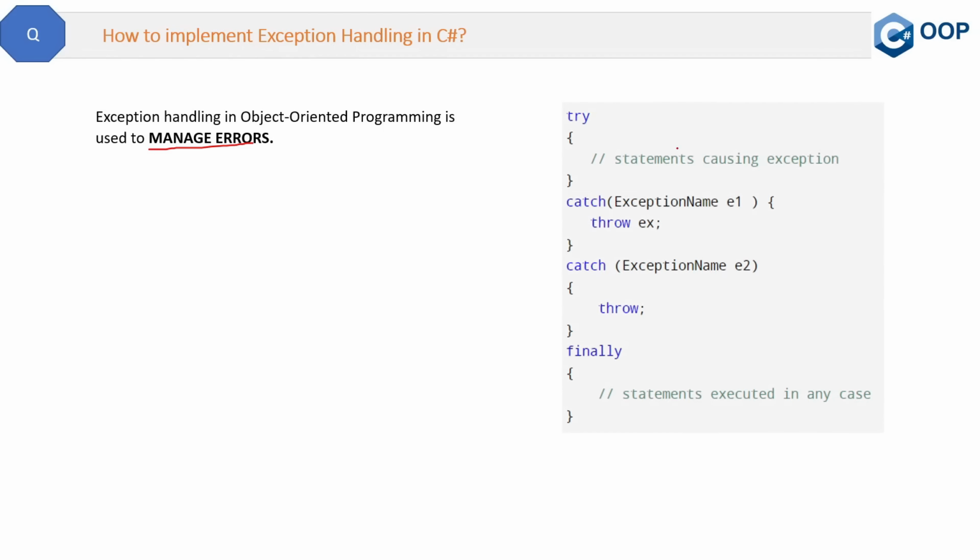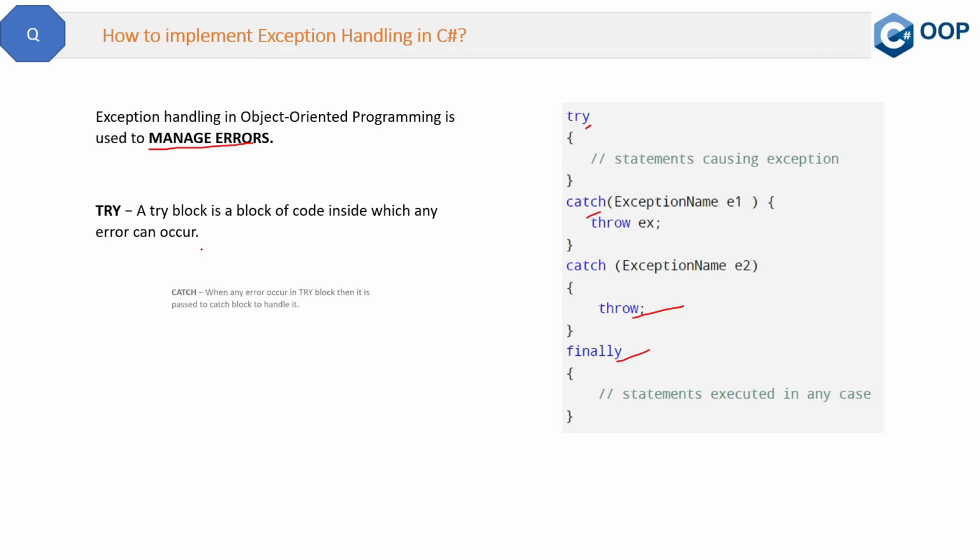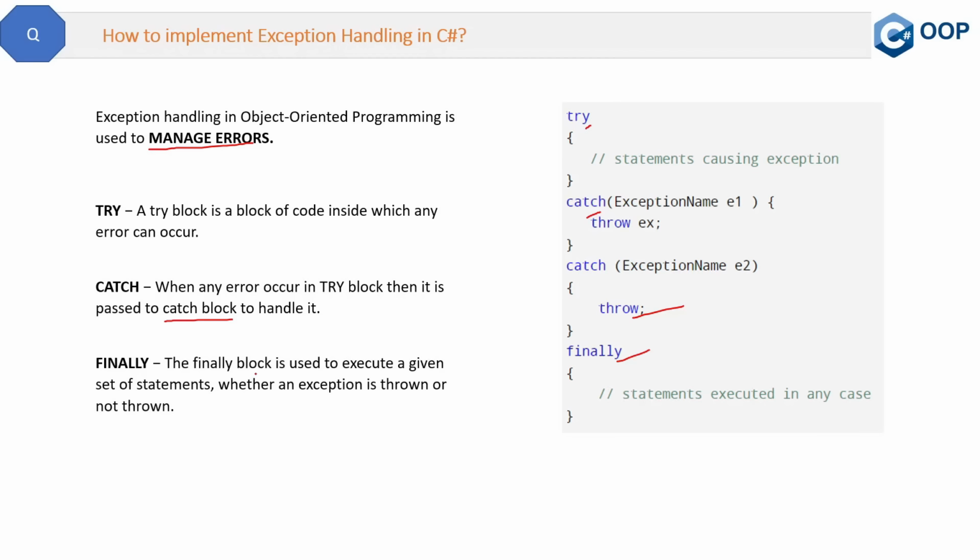Here you can see the main keywords of exception handling: try, catch, throw, and finally. Try block is a block of code inside which any error can occur. It's your normal logic in your code. When any error occurs in try block, then it is passed to catch block to handle it. Then the finally block is used to execute a given set of statements whether an exception is thrown or not thrown.